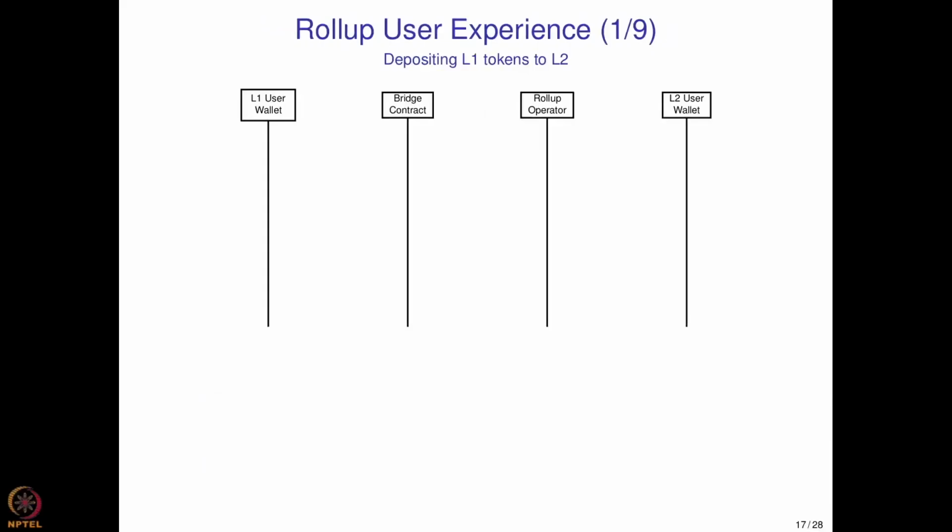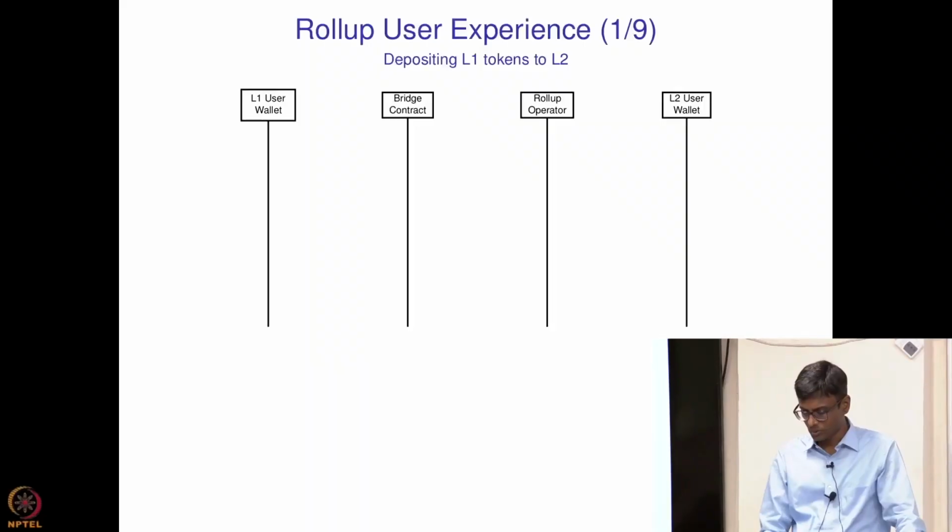Okay, so what is the rollup user experience like? The first step is always, before you can transact on layer 2, you need to have some ether on layer 2, otherwise you can't pay the fees. Layer 2 is also a separate blockchain, it has fees, because if there are no fees, again there will be spam. So your layer 1 ether has to be first deposited into layer 2. So the first step is always depositing layer 1 tokens to layer 2.